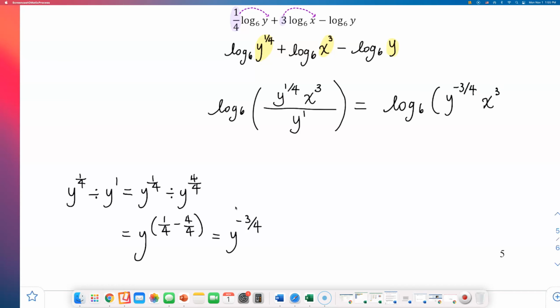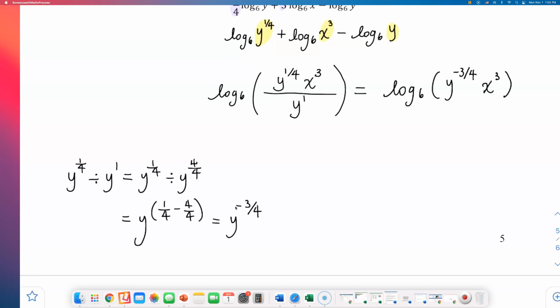So I can write this as log base 6 of y to the -3/4 power times x to the 3rd power. That's a perfectly fine answer, but sometimes they don't want you to write using a negative exponent. In that case, you're going to have to send that y to the bottom, because it has a negative exponent. So you will have x to the 3rd power staying on top, but y to the 3/4 power in the bottom. When you send it to the bottom, it becomes positive.